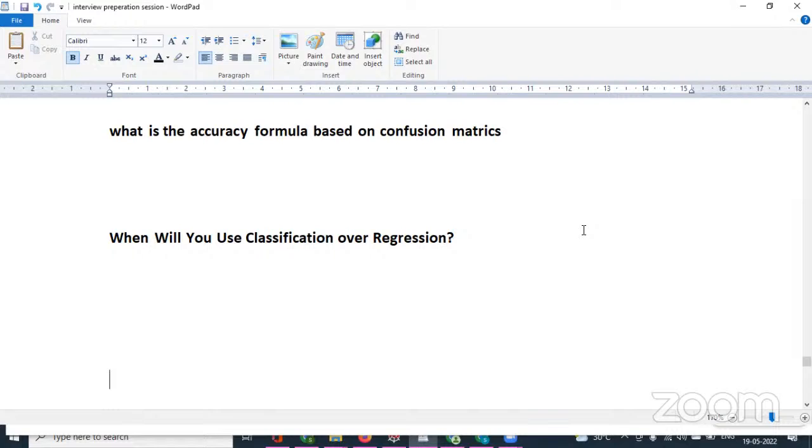Yeah, Srikanth, that is correct. True positive plus true negative by total. That is true positive plus true negative plus false positive plus false negative.